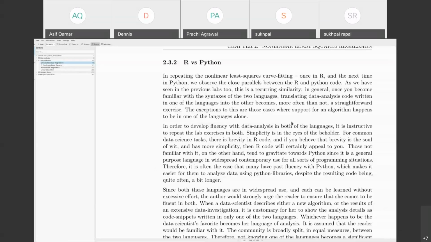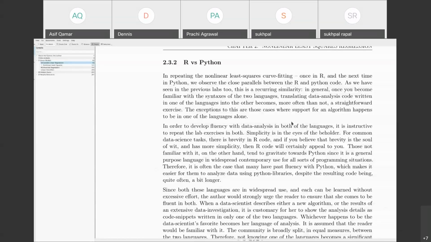The exceptions to this are those cases where support for an algorithm happens to be in one of the languages itself. For example, there's a new algorithm, and the creator of the algorithm has just written a Python library for it. Then, of course, you better go and use Python because there is no R equivalent. Or there are quite a few libraries at this moment still which are done in R and don't have a Python equivalent. People haven't gotten the time to translate or create an equivalent in Python, and so you have to go and use R. It's a fact of life. So, in order to develop fluency with data analysis in both of the languages, it is instructive to repeat the lab exercises in both.